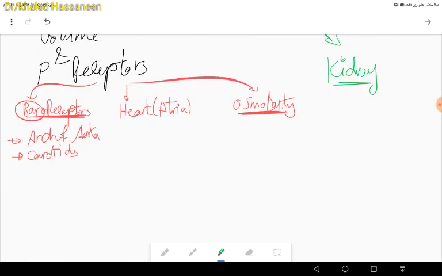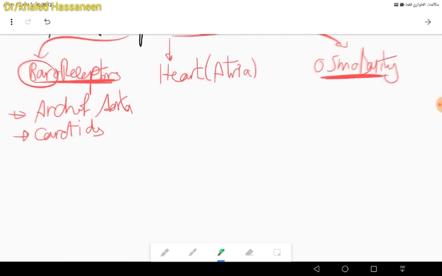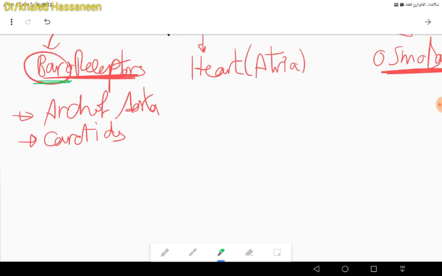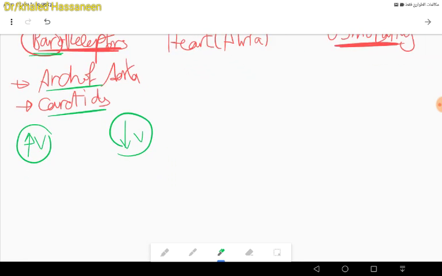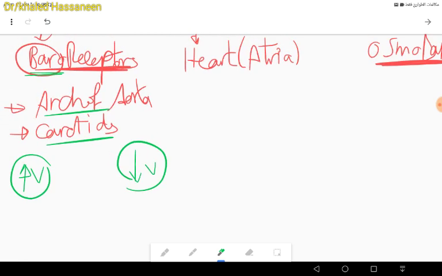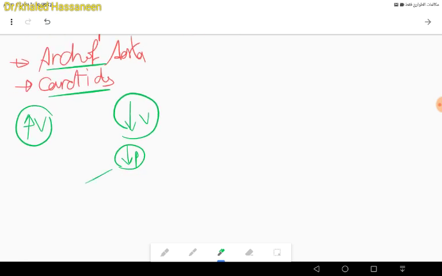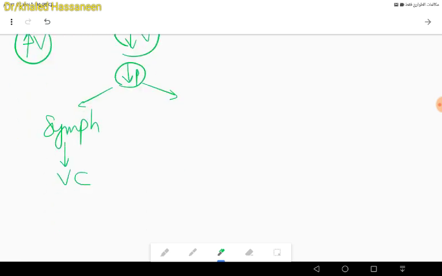So let's talk about them in detail. We have baroreceptors, which are sensitive to pressure changes. They are found in the arch of aorta and the carotid. When the volume or the pressure is increased, they have a function, and when it decreases, they have a function. So when volume decreases, baroreceptors sense decreased pressure, so they are stimulated to activate the sympathetic pathway, which leads to vasoconstriction, and vasoconstriction leads to increased blood pressure.